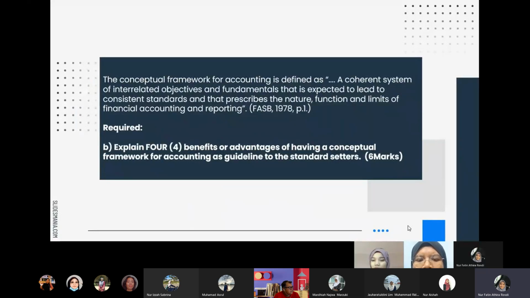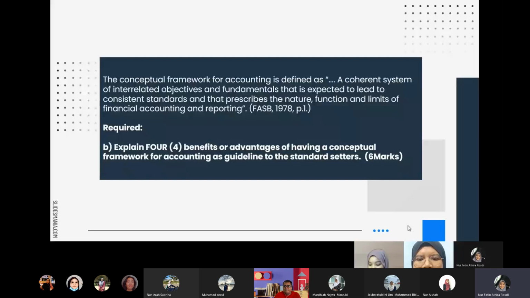So the question asks us, explain 4 benefits or advantages of having a conceptual framework for accounting as a guideline to the standard setters. Okay, before I proceed to my answer, I would like to ask our friends to give their opinions about the benefits or advantages of a conceptual framework so that everyone will not be bored.